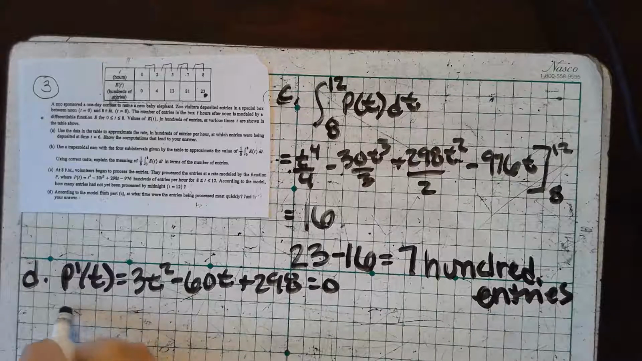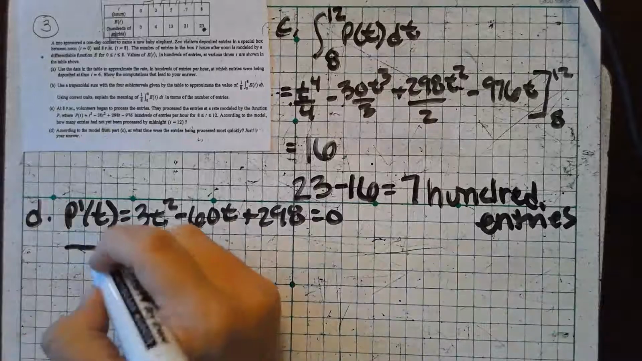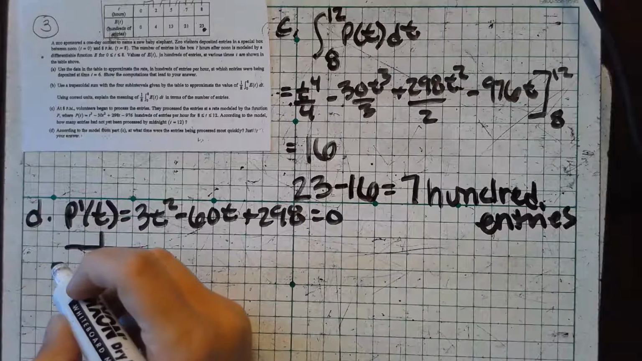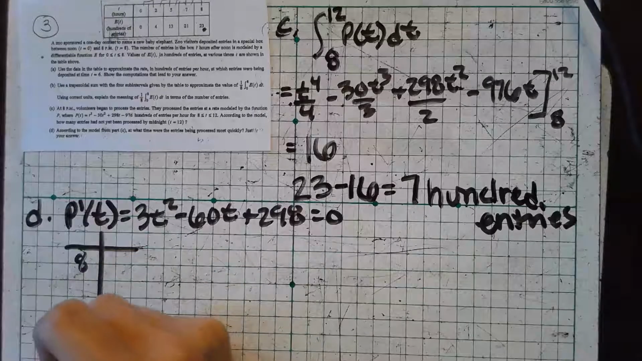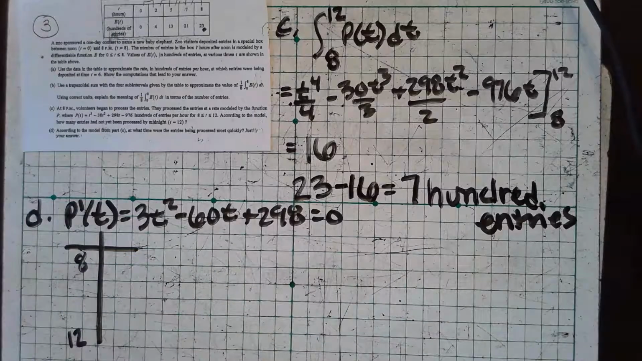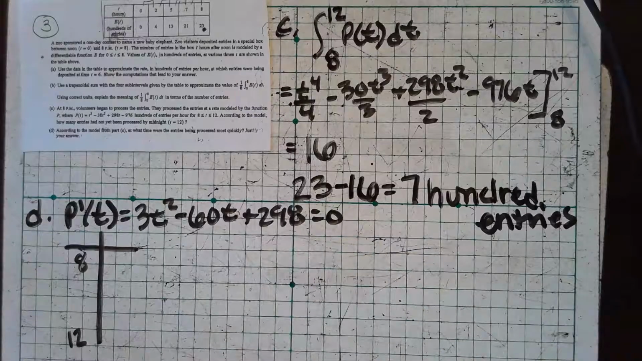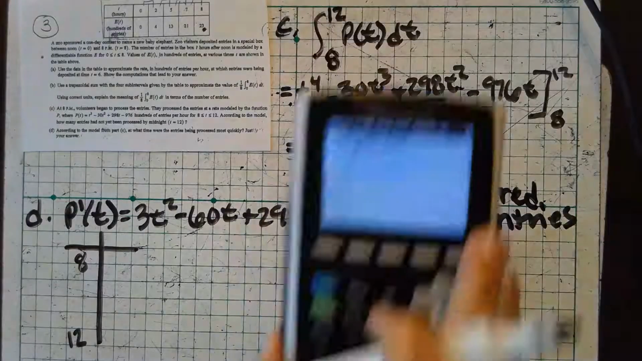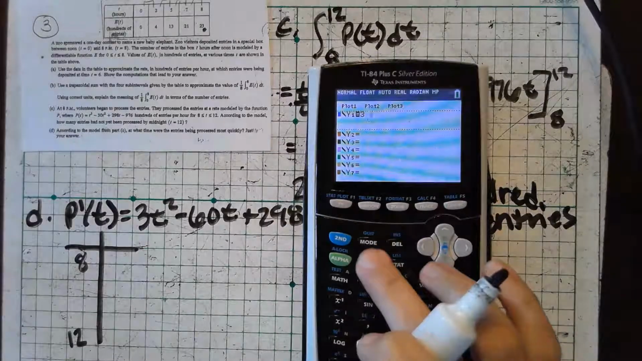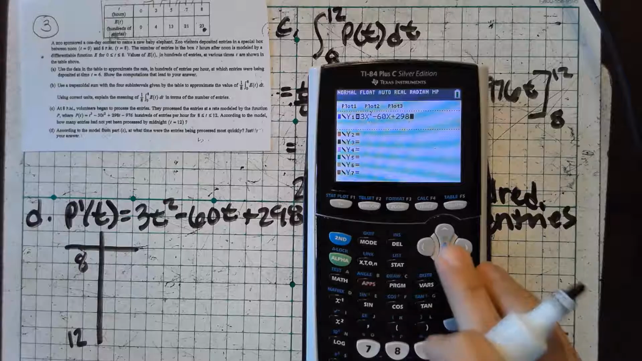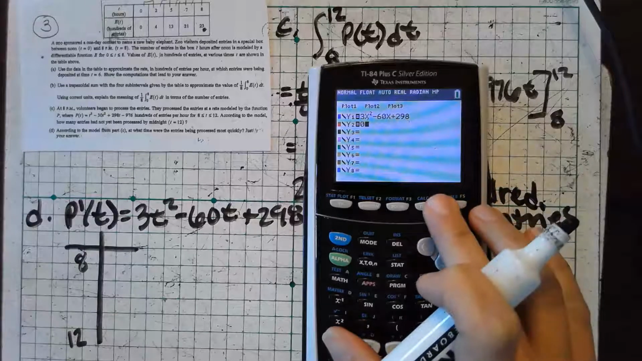All right. Now, you also have to remember the endpoints. When we did this, you have to say, okay, at 8 and 12 are my endpoints. And I've got to find the ones in the middle where it equals 0. So if I go to my calculator and I plug in 3x squared minus 60x plus 298, I want to know where it equals 0.